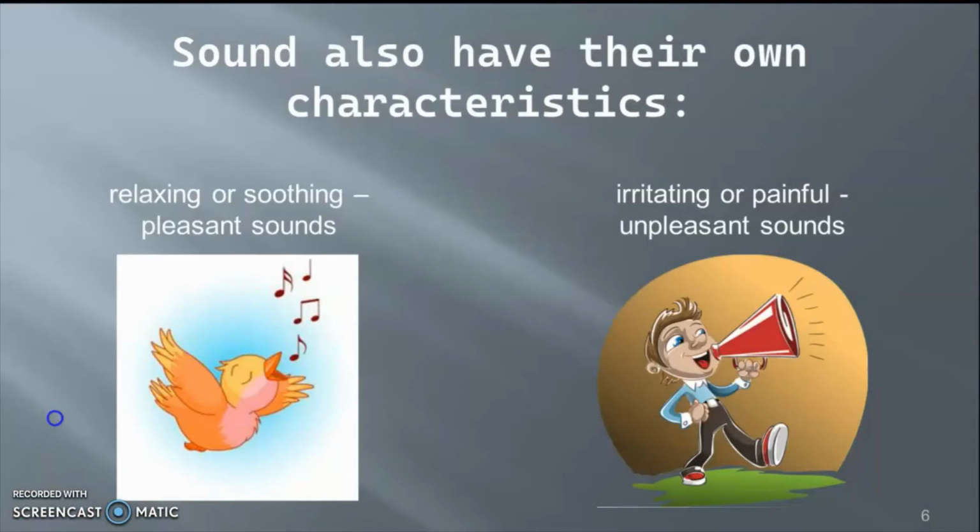Sound also has its own characteristics. Some sounds can be described as relaxing or soothing. These are called the pleasant sounds. On the other hand, some sounds are irritating or painful to hear. These are called unpleasant sounds.